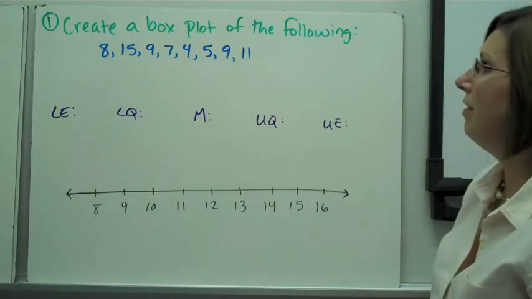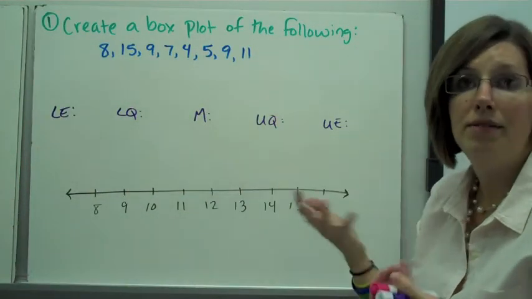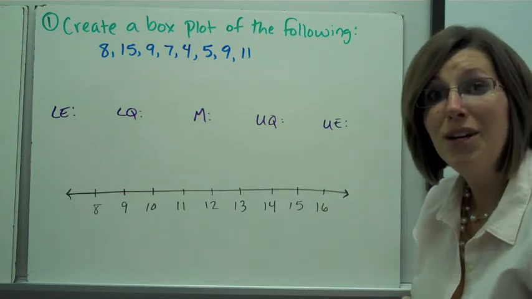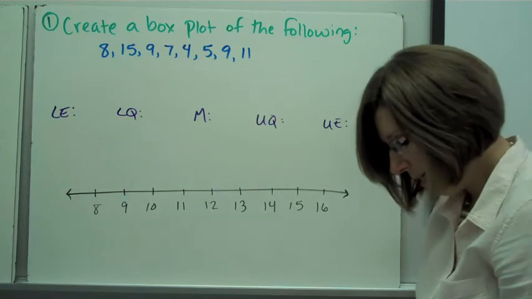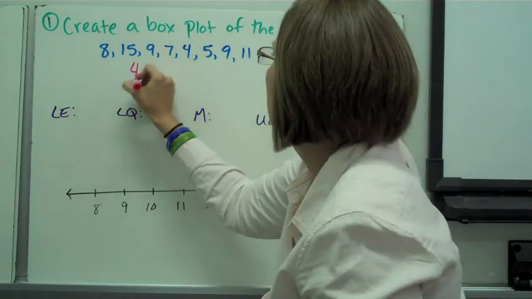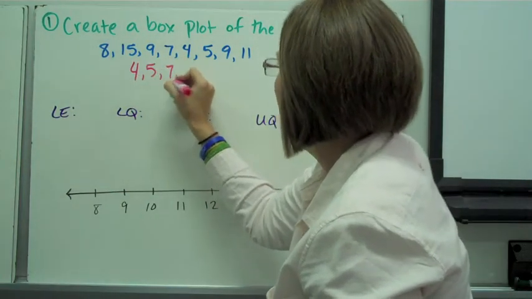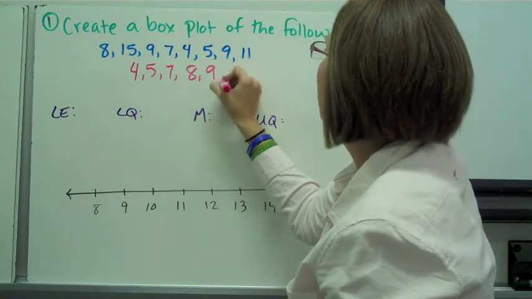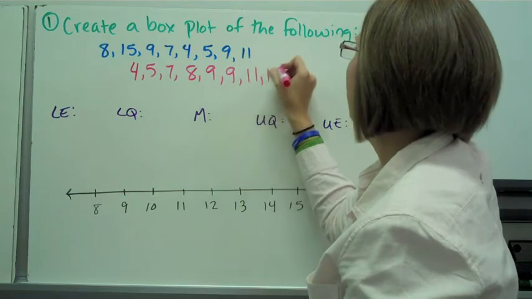Create a box plot of the following. So you have a set of data. The first thing you need to do in your set of data is write all the numbers in order from least to greatest. So in this case, we have 4, 5, then 7, 8, 9, 11, and 15.